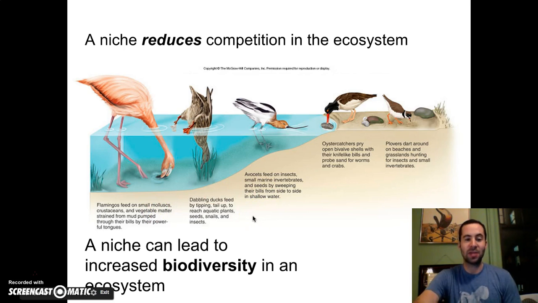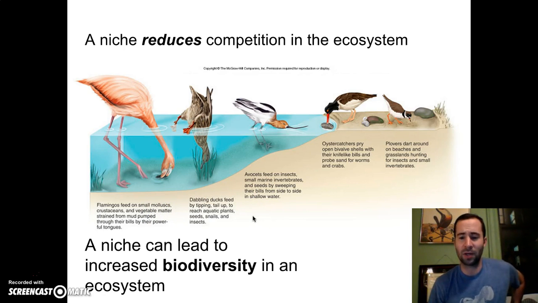And in this way, a niche is able actually to lead to increased biodiversity, which is just the number of organisms that are living in an environment or an ecosystem. So that's niche.